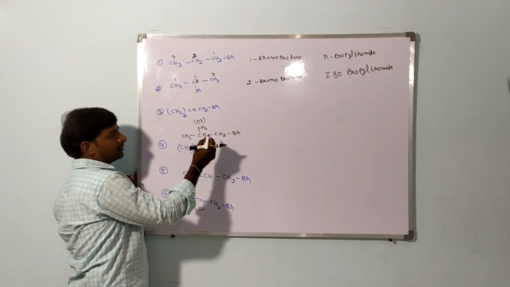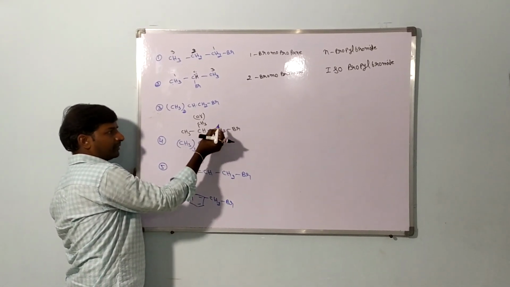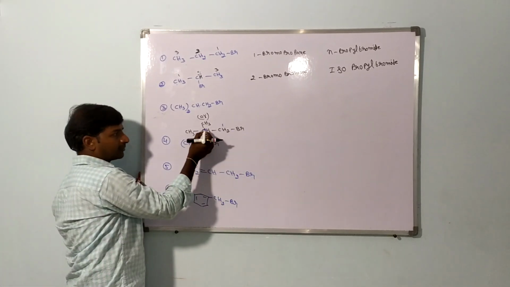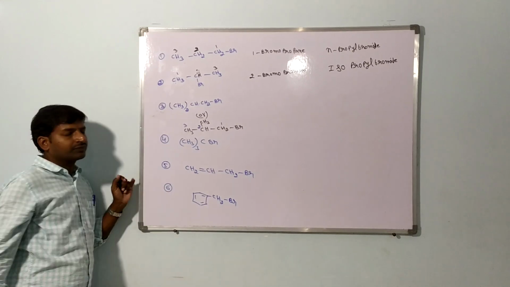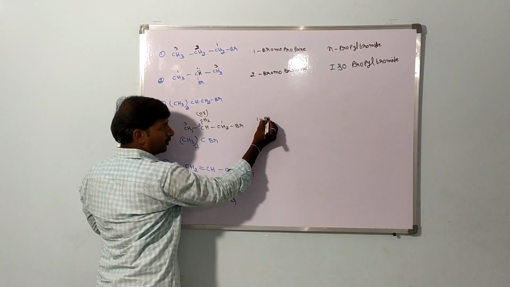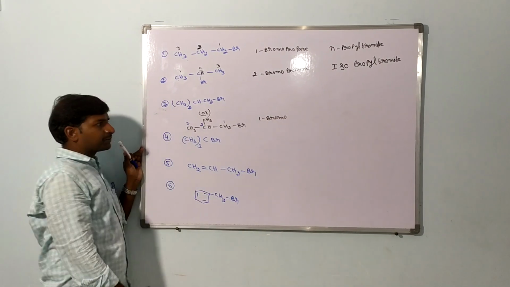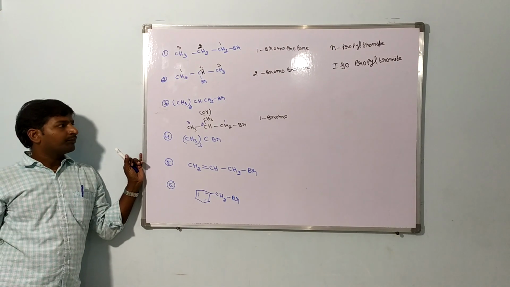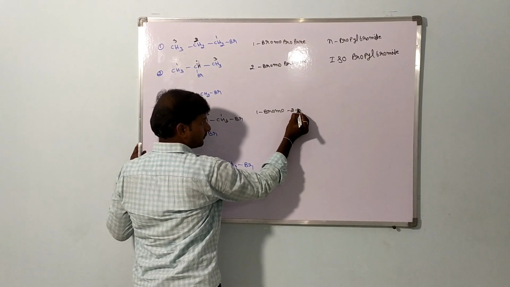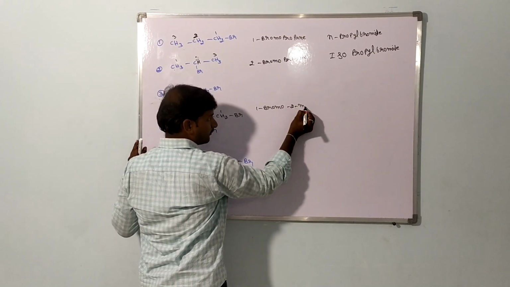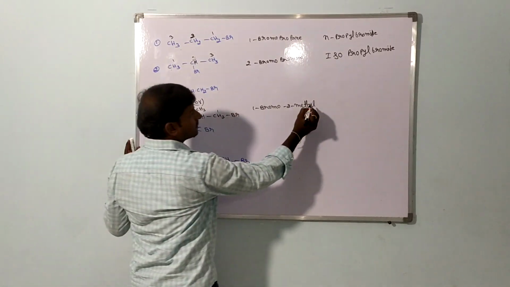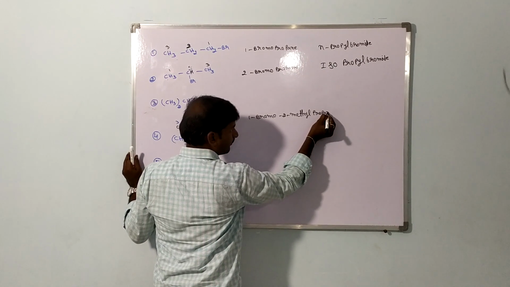For writing the IUPAC name, we have to give the numbering. While giving the numbering, we start from the halogen attached carbon: 1, 2, 3. First position bromine is present, so that is the 1 bromo. Second position methyl is present, so that is the 2 methyl. Total 3 carbons are present, so that is propane.